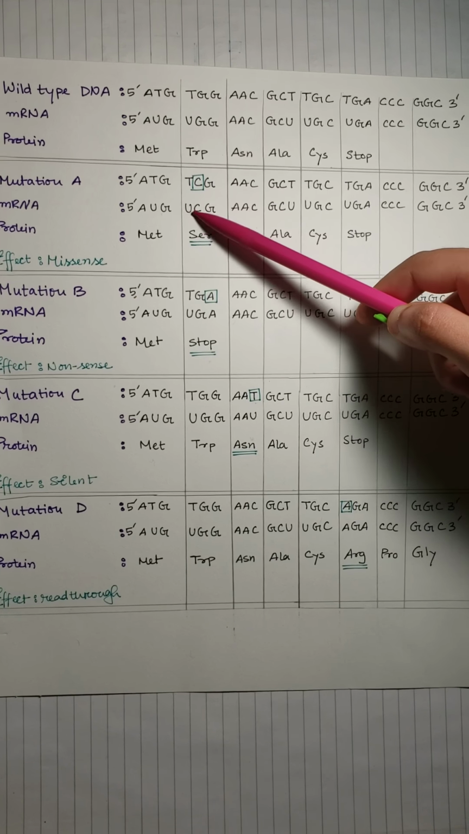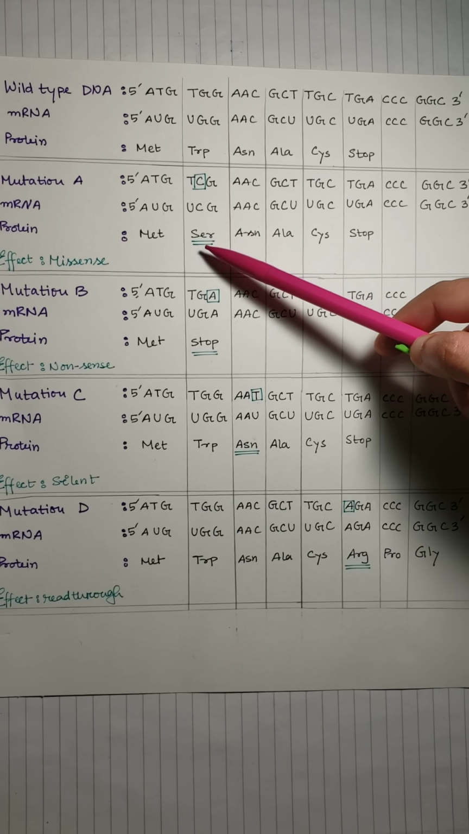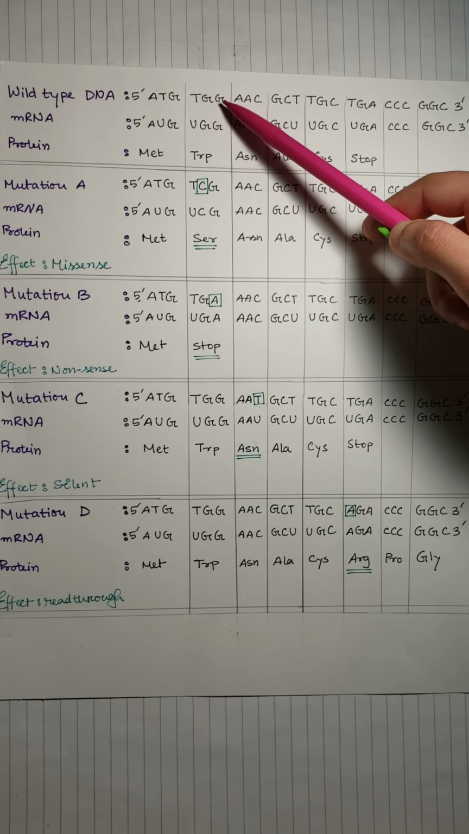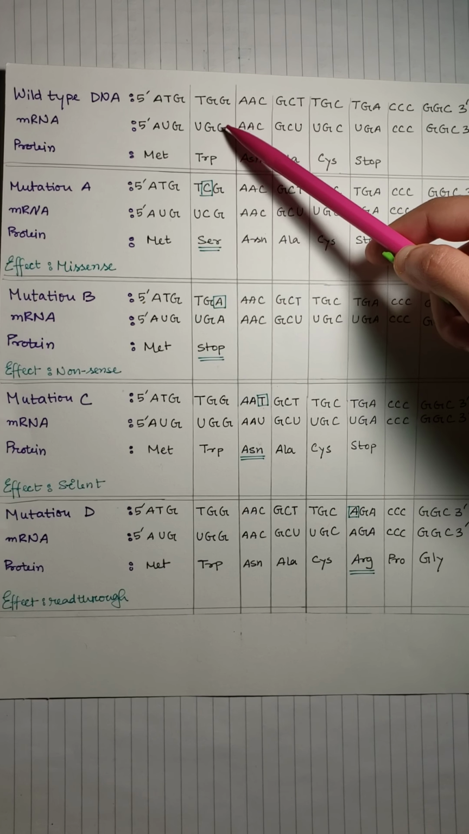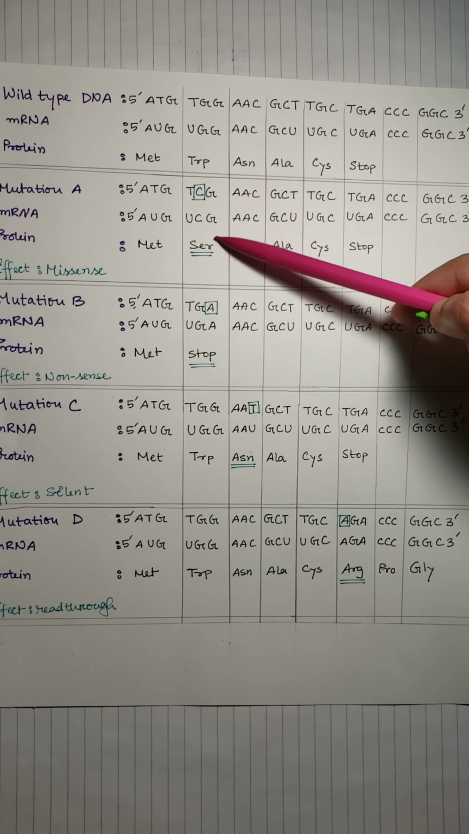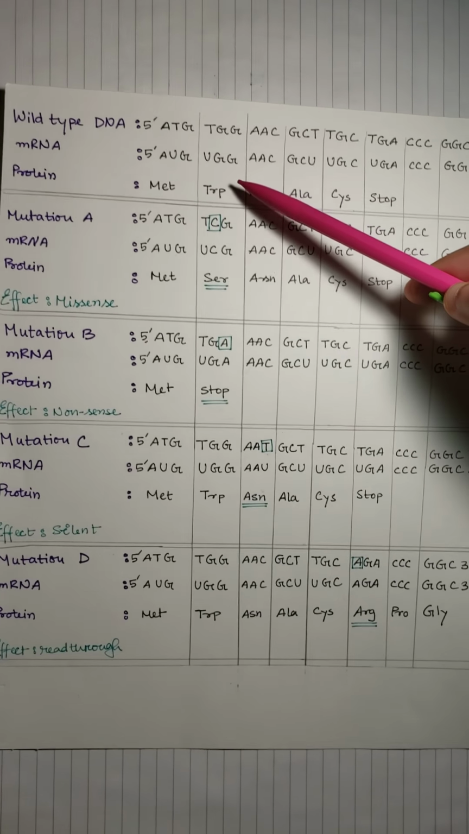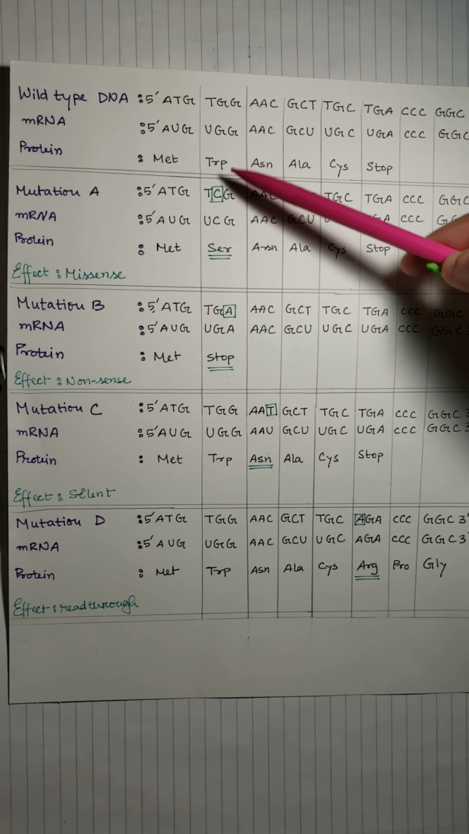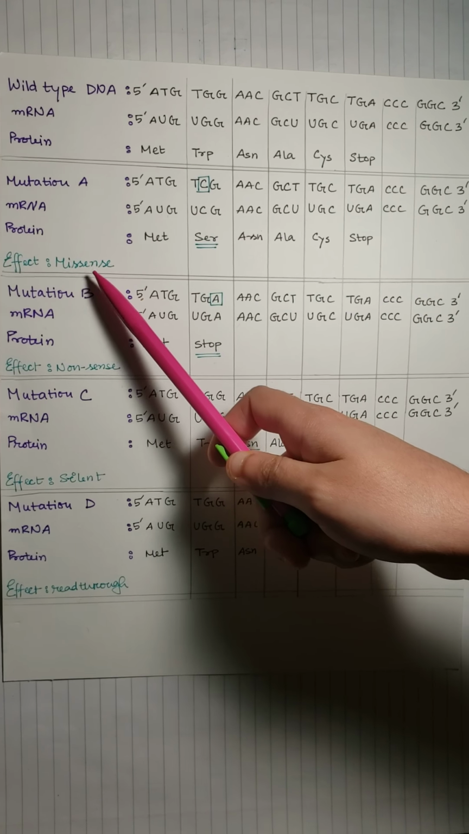TCG is transcribed into UCG, which results in the amino acid serine, but TGG in the wild-type DNA becomes UGG after transcription, and after translation it becomes tryptophan. So tryptophan and serine are two completely different amino acids, and this mutation resulted in a different amino acid. So this type of effect is called a missense effect.